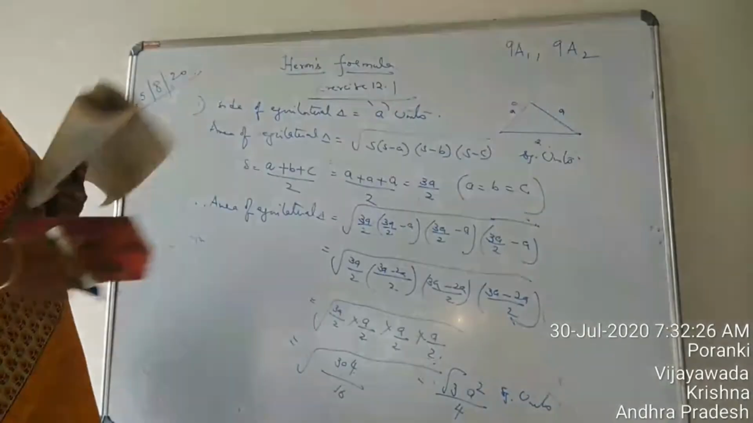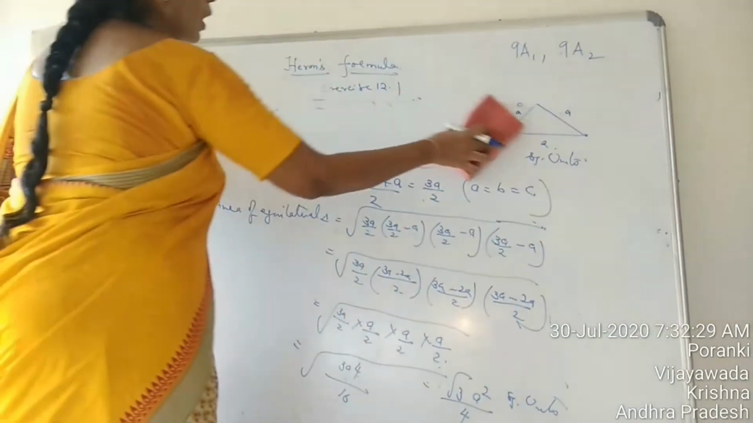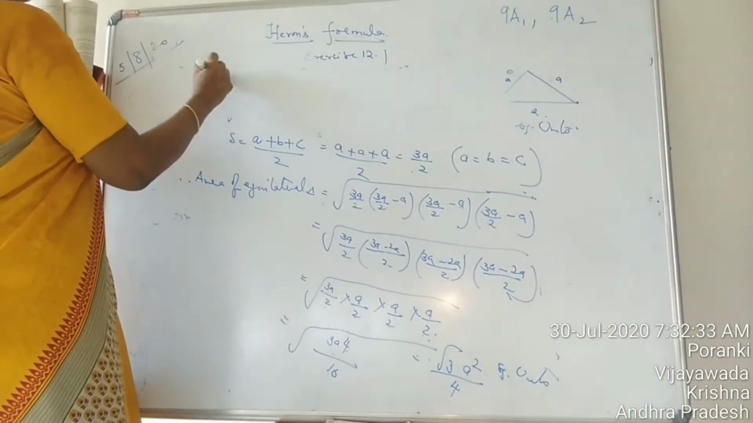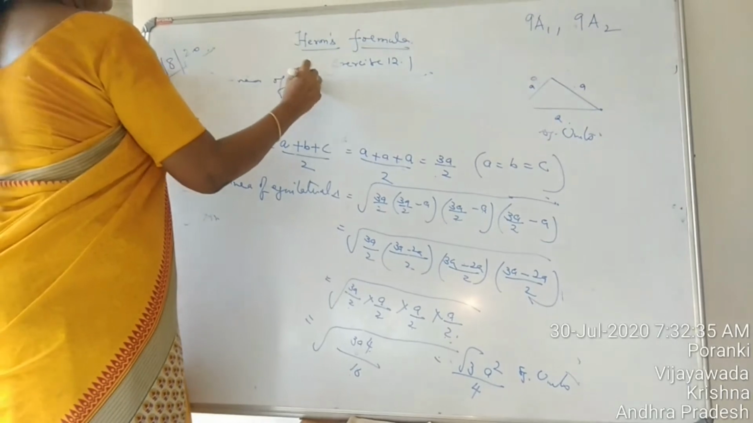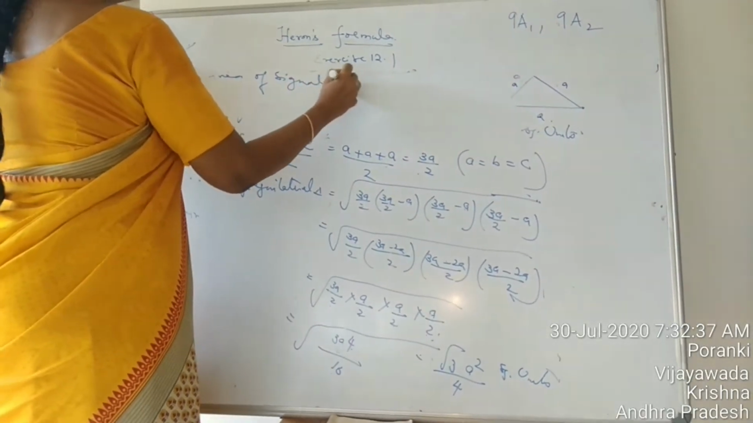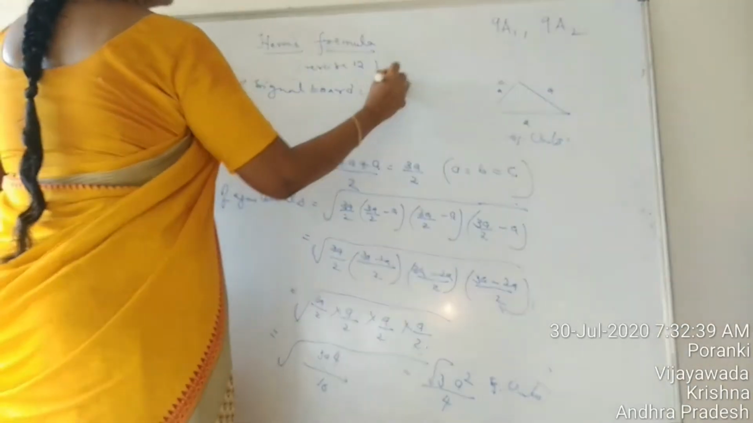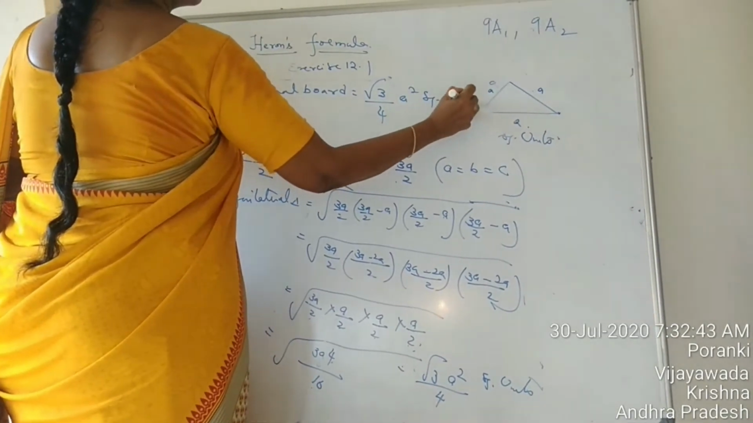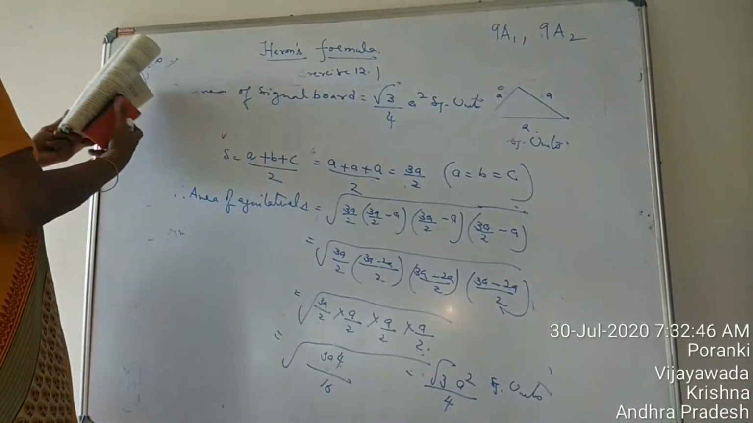This is what they asked you to do. Find the area of the signal board using Heron's formula. Therefore, area of signal board is equal to root 3 by 4 a square units.